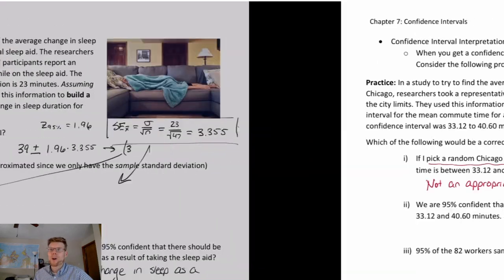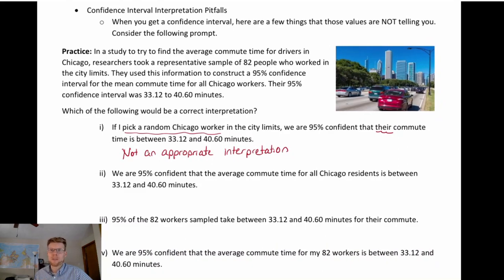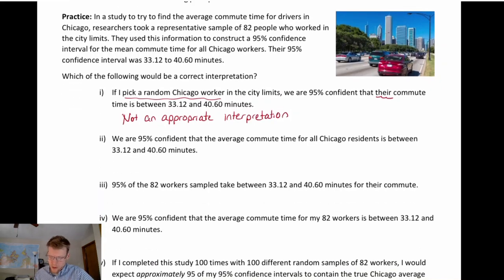So what you're probably thinking of here is if I stretched out 1.96 standard deviations when looking at individual observations, but not 1.96 standard errors of our sample mean. Option two: we are 95% confident that the average commute time for all Chicago residents is between these two times. So this is a yes. This is our textbook interpretation that we're going to go to. We're 95% confident that the true parameter, the average commute time of all Chicago workers, is between these two values.